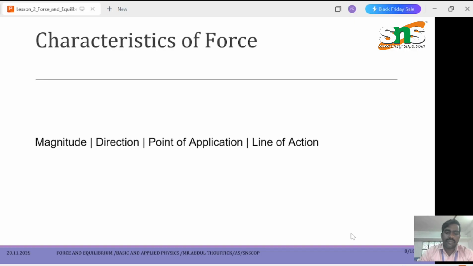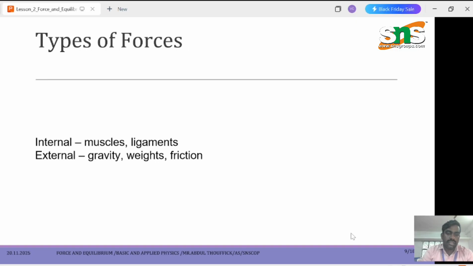So the characteristics: every force has four characteristics: magnitude, direction, point of application, and line of action. In physiotherapy, these determine whether movement becomes efficient or strained. We deal with two major types of force: internal force and external force. So what is internal force? Muscle, ligament, and joint reactions are internal forces. And what is external force? Gravity, weights, ground reaction, friction. Rehabilitation success depends on balancing these forces.